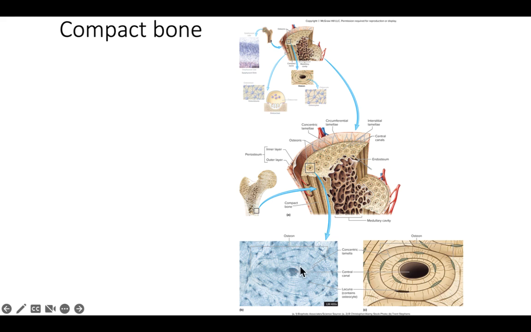That's an actual image. Here's a drawing. Notice it's got these layers called lamella. Concentric lamella are these cylindrical layers to that osteon.